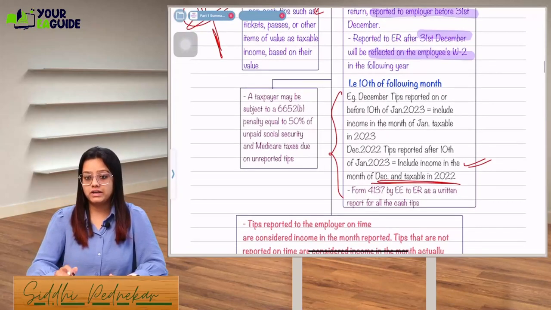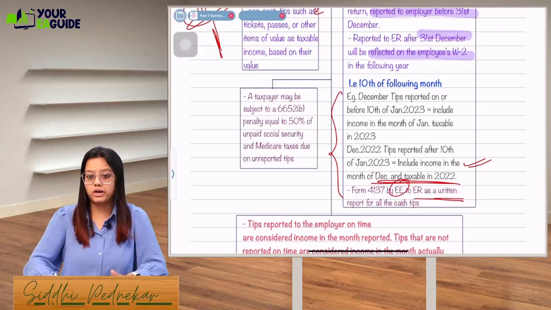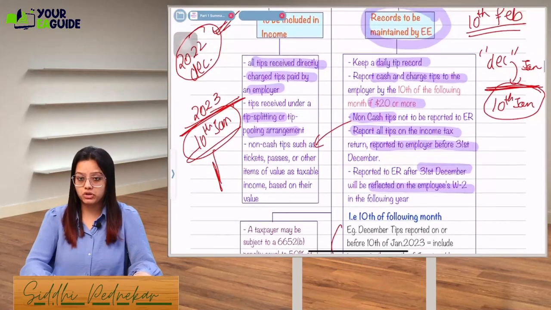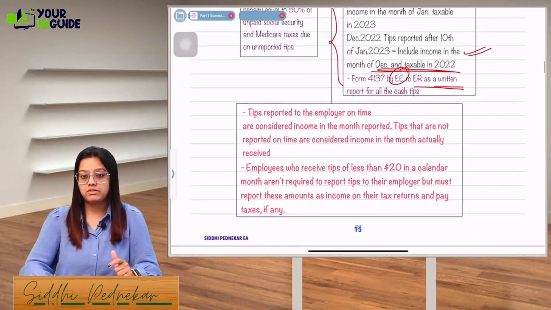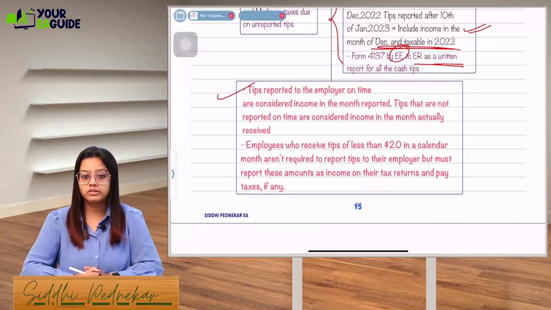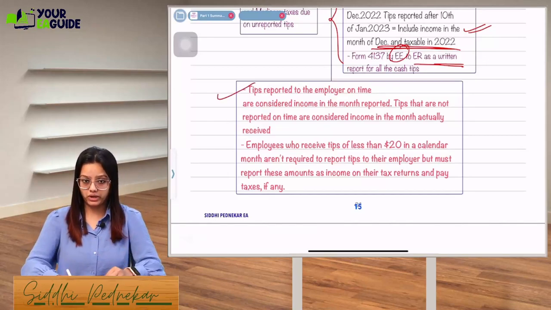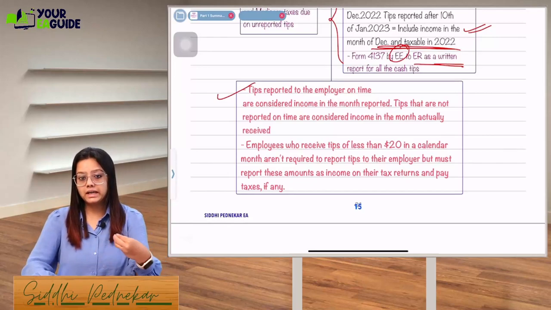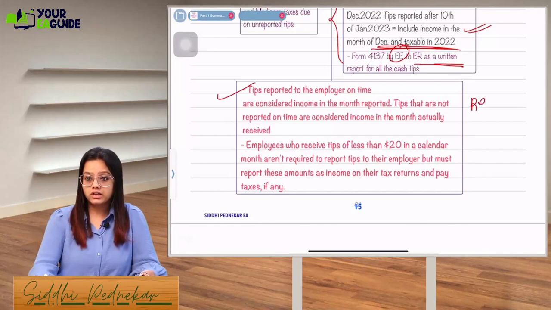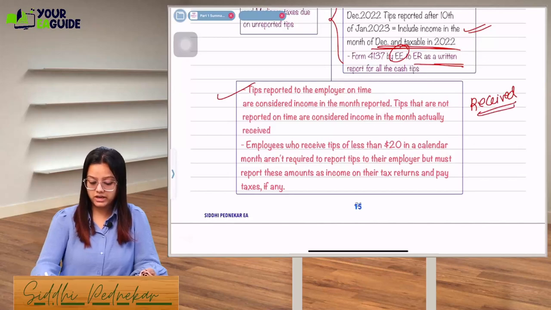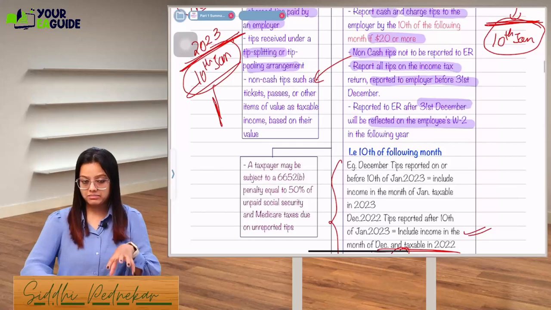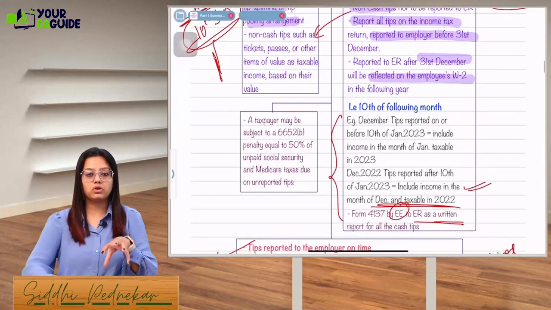Okay, form 4137 will be given by the employee to the employer as a written report for all the cash tips. How is the employee going to report it to the employer? They will have to file a 4137 form with the employer. Okay, tips reported to the employer on time are considered as income in the month reported. Okay, and when it is reported in a delayed month, then it will be included as income in the month in which the tips are received. Okay, so here in our example, it was included in the December month, and if it is reported on time, then the month in which it is reported, it will be included as income.